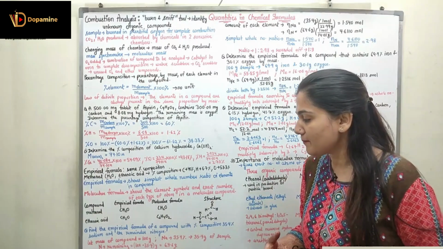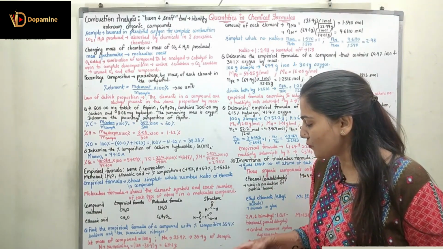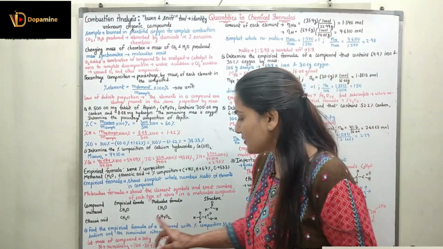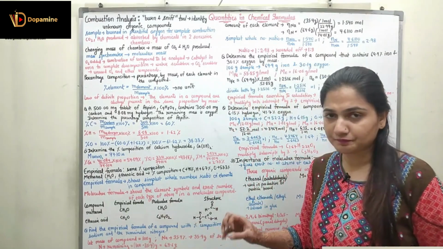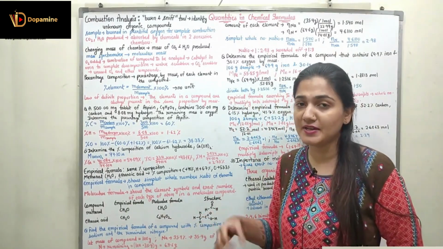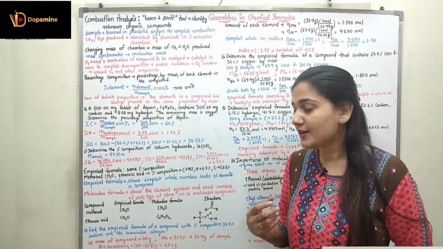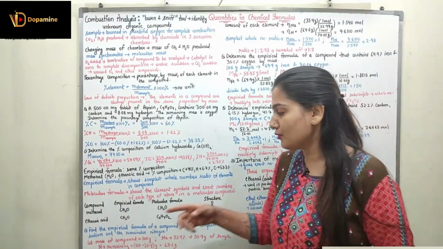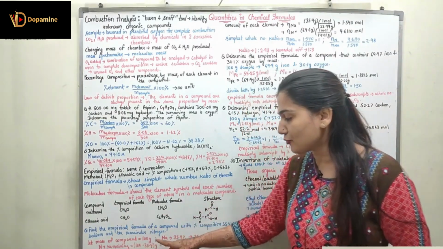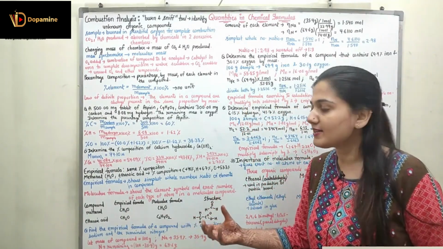So the question states: find the empirical formula of a compound with percentage composition 35.4% of sodium and the remaining nitrogen. Here percentages are given and we are dealing with masses. So we are going to consider the mass of the compound to be 100 gram. This is the simplest mass that we can consider.